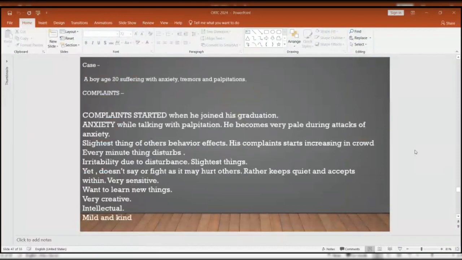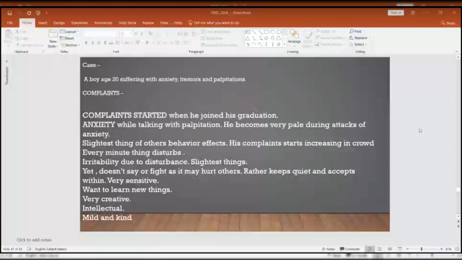Okay. So let's discuss one more case. This is a case of a boy of 20 years suffering with anxiety, tremors and palpitations. The complaint started when he joined his graduation. He was so anxious at the joining time itself that for every slightest thing he used to get a lot of anger, but never showed that anger outside. There was a lot of aggression, but never showed it because it was not a destructive anger, but a fearful one, that someone would make fun of him. He would be humiliated.